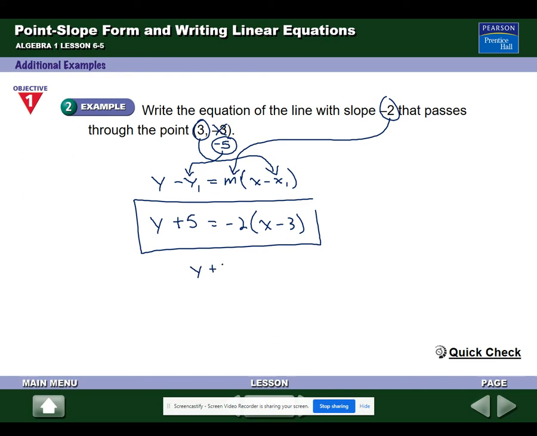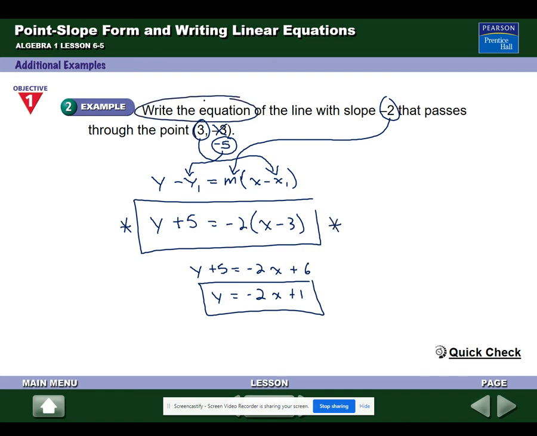Let's just do that real quick. All you'd have to do is distribute the -2 like so, and then subtract 5. This would be in slope intercept form. You don't need to do that unless you need to check an answer that's not in the same form as yours. I say do less work. They said write an equation. I did. I wrote an equation. All right, next one.